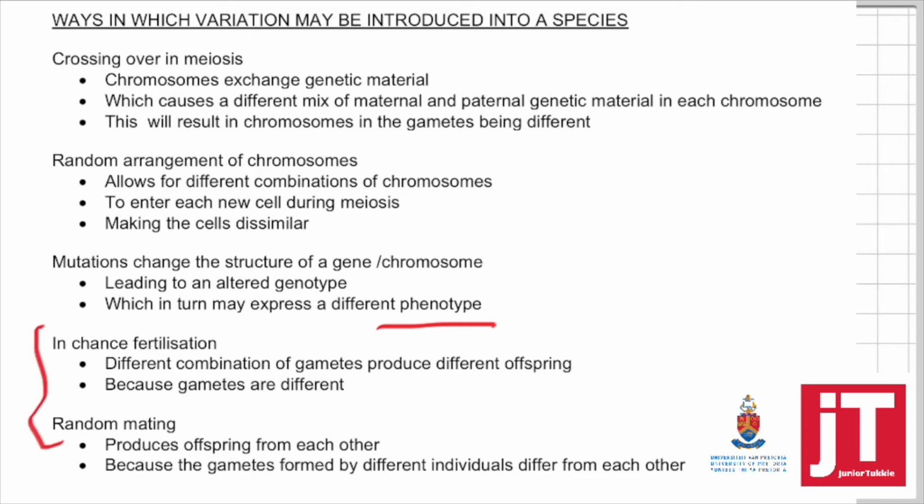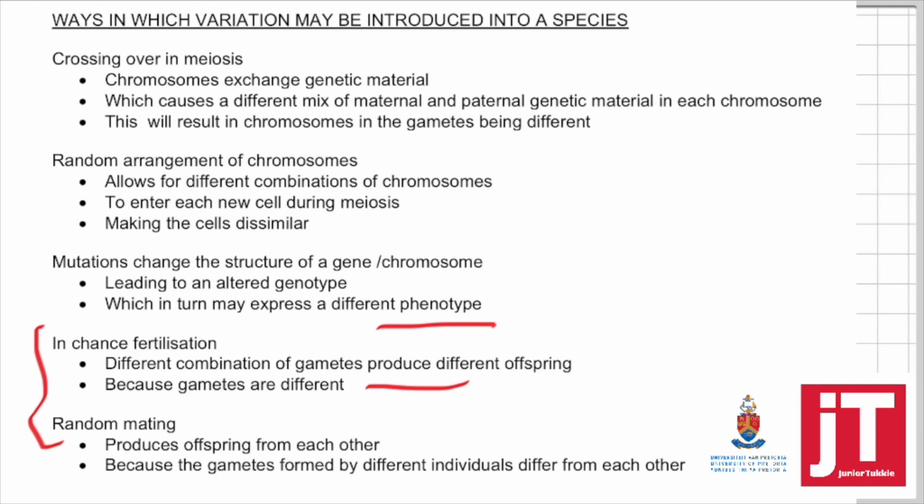Chance fertilization. From the 4 gametes or cells that form, 1 ovum forms from the female and 3 form polar bodies. We don't know which of those 4 cells will form the ovum. We don't know which sperm is going to fertilize that ovum. Because of that, there will be different combinations of gametes in the offspring.